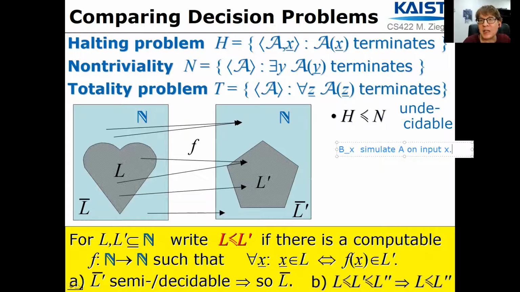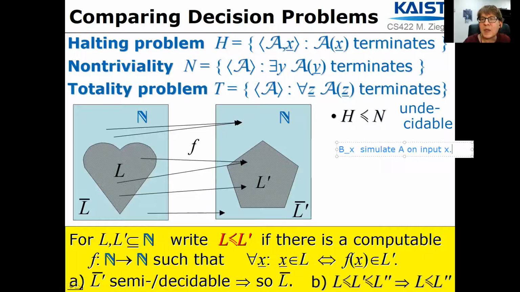So algorithm Bx will in turn receive some input. Let's call that Y. But we construct Bx to ignore its own input. That is possible in any reasonable programming language. And instead simulate the algorithm A, which is hard-coded in the algorithm B, on the input X, which is also hard-coded in the algorithm B.